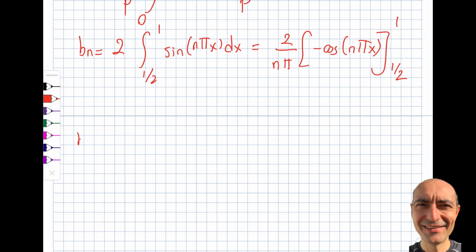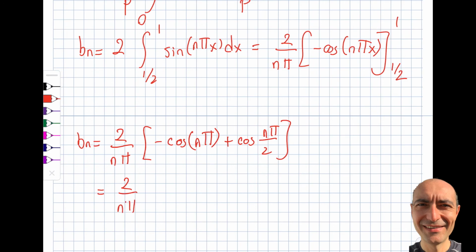So then from here, my bn will be 2 by n pi, and in parentheses, it's going to be minus cosine of n pi, right? That's because I have a negative in front of it. Negative becomes plus cosine of n pi by 2. Okay, so if I have this, then it's going to be 2 by n pi. I will have -1 to the power of n, but there's a negative in front of it, so I'm going to write this. I have done this a few times now, so I'm not going to do one more line just because of that, okay? So that's kind of it for Bn.